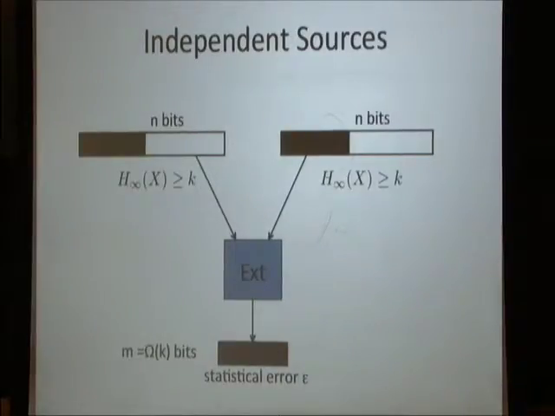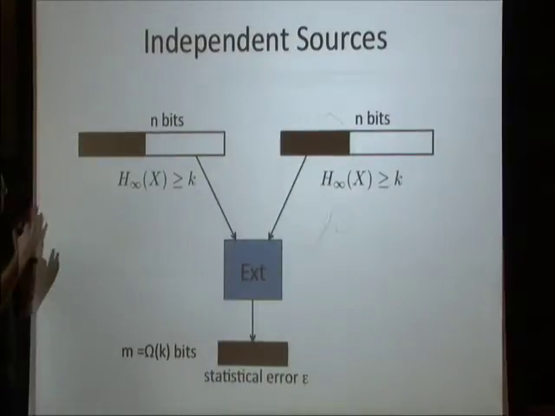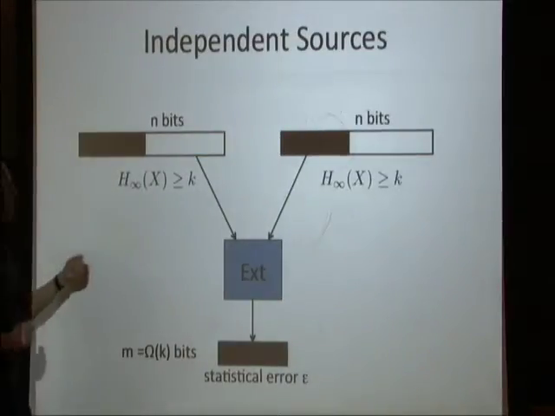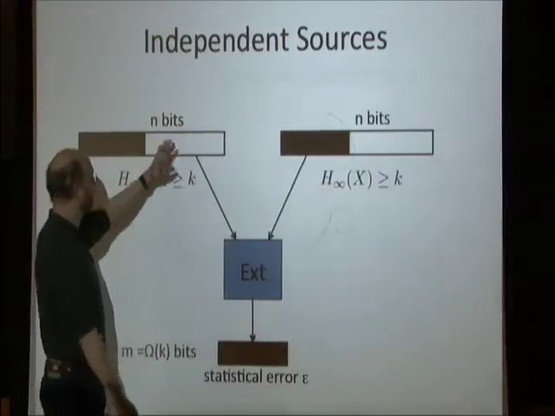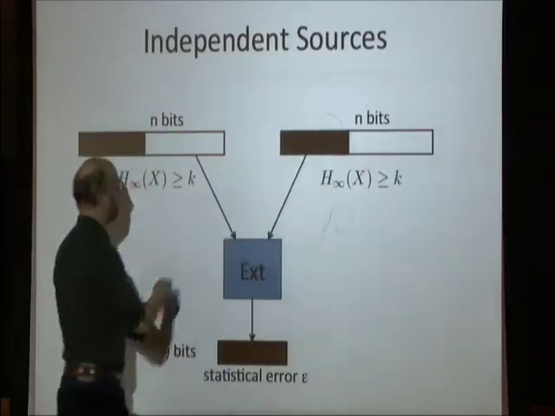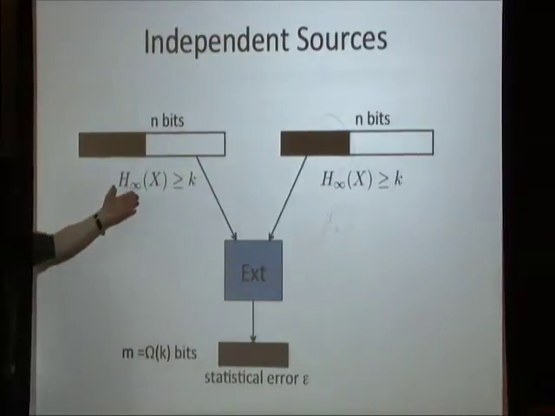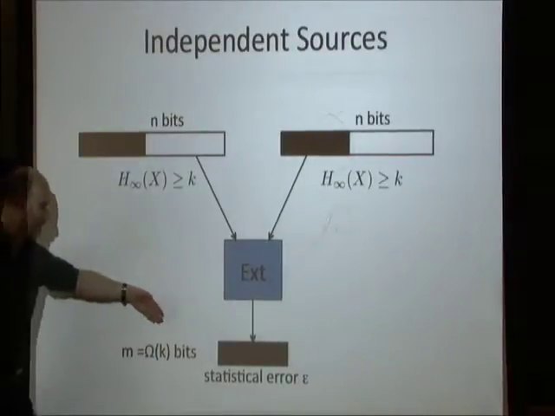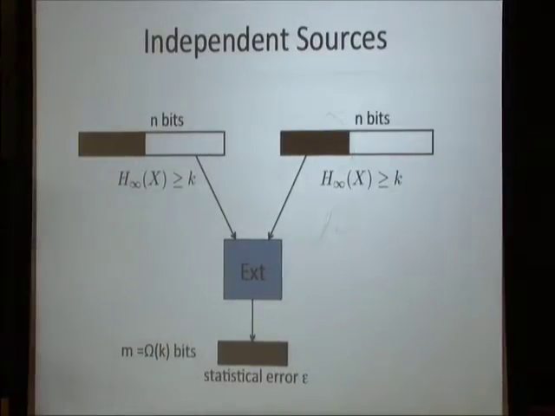Okay, so let me start with independent sources. Here, it's what it sounds like. We're always thinking of one source, but here let's say we divide our one source into two parts, and those two parts are independent. But instead of saying n over 2 bits in each part, I said n bits in each. So these are two independent sources, each with min entropy k. And can we output a uniform or close to uniform string from these two independent sources?